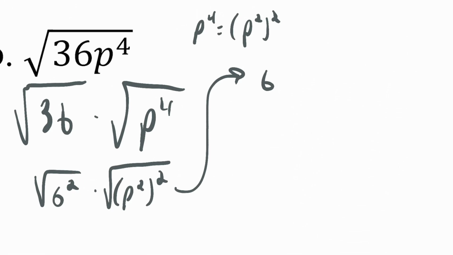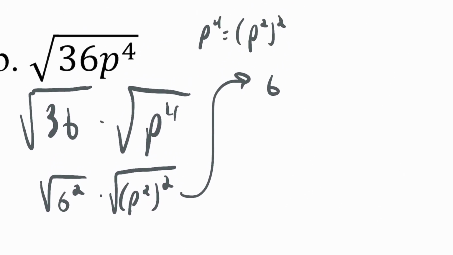In fact, after we talked about this one, I'm going to talk about an exception a little bit after this. So here, again, we use up this exponent to get outside. We get p squared. Okay, so the square root of 36p to the fourth is 6p squared.